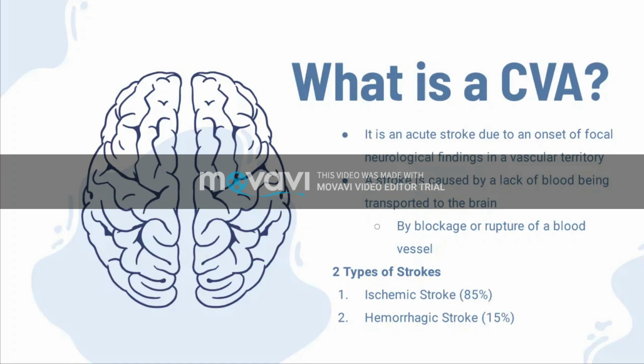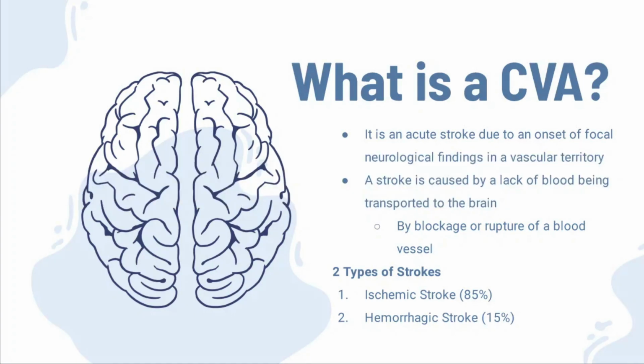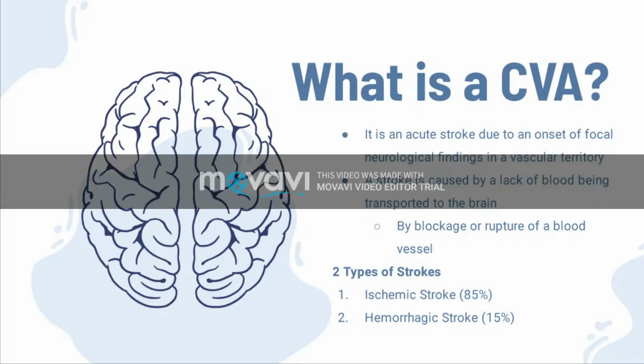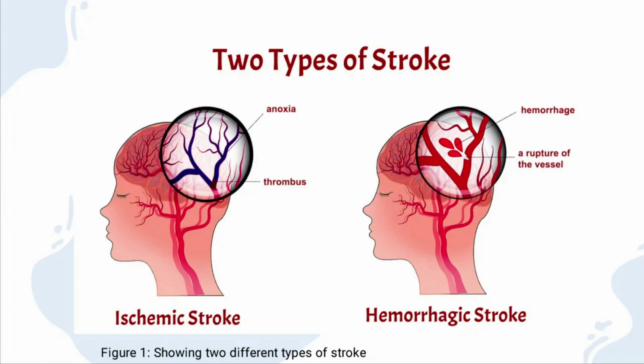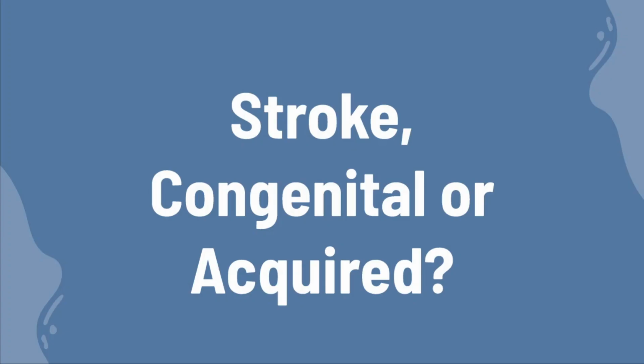So what is a cerebrovascular accident? It is an acute stroke due to an onset of focal neurological findings in a vascular territory. A stroke is caused by a lack of blood being transported to the brain, caused by either a blockage or rupture of a blood vessel. There are two main types of strokes, and the more common type is the ischemic stroke. The second type is a hemorrhagic stroke. An ischemic stroke occurs when a blood clot prevents blood and oxygen from reaching the brain, while a hemorrhagic stroke occurs when a vessel within the brain itself ruptures.